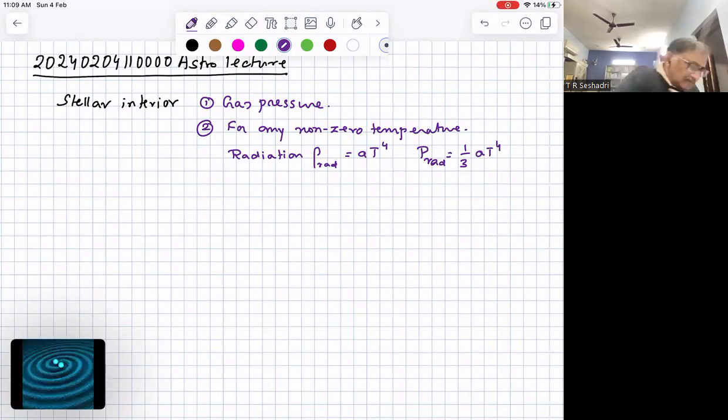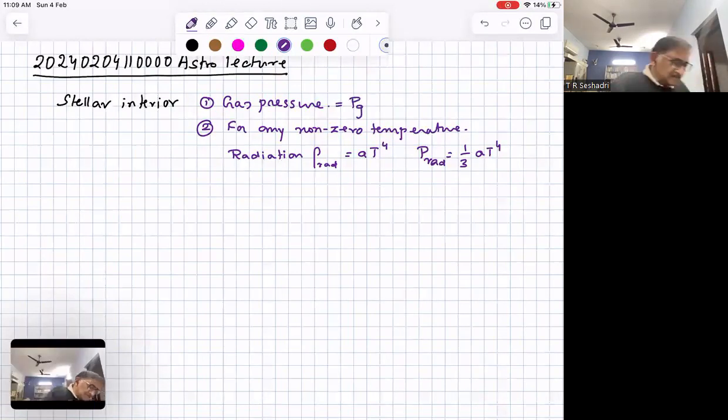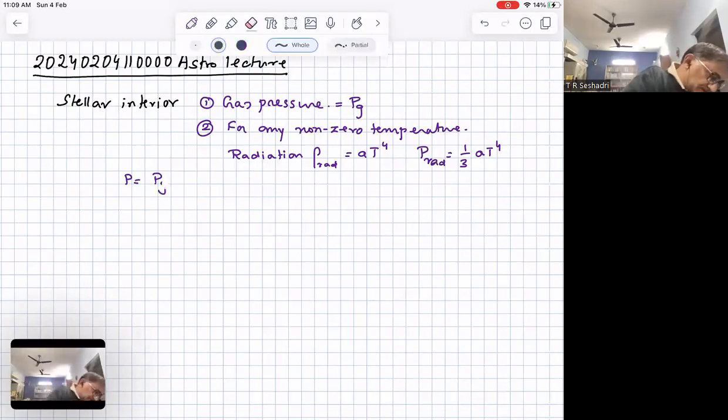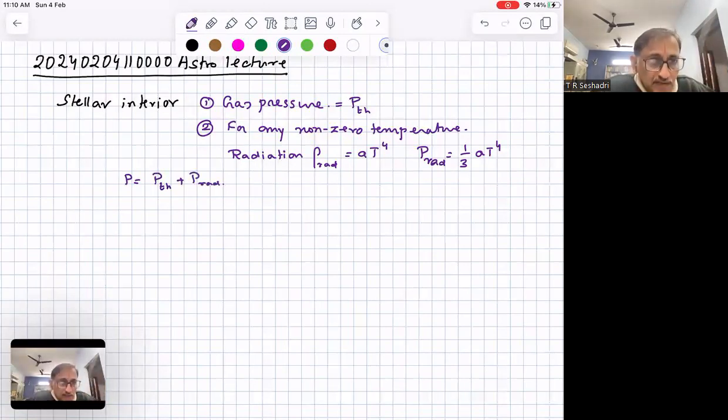Okay. And this gas pressure, I will call it as PG. So the total pressure P is equal to PG. Sorry, in the notes I am calling it thermal. So we call it thermal because the origin is thermal, plus P radiation.